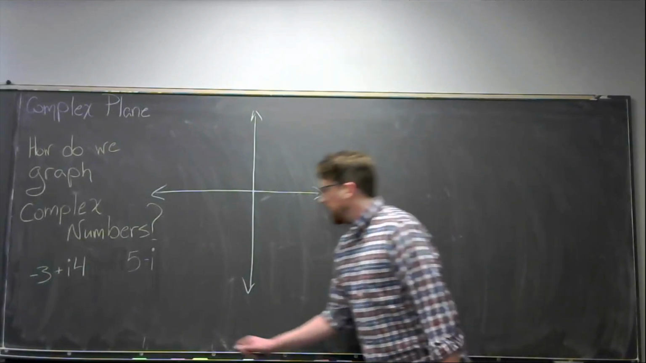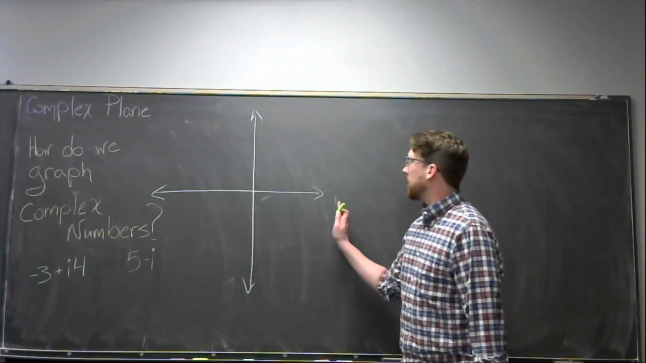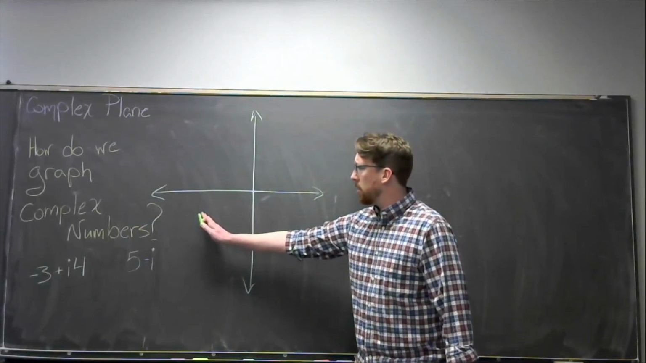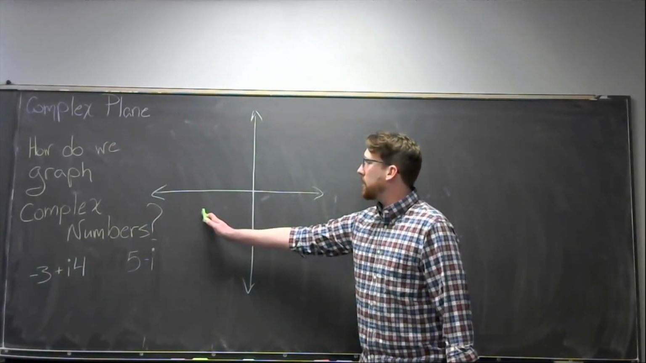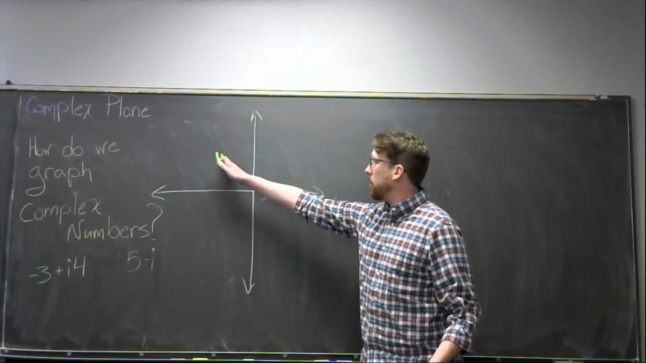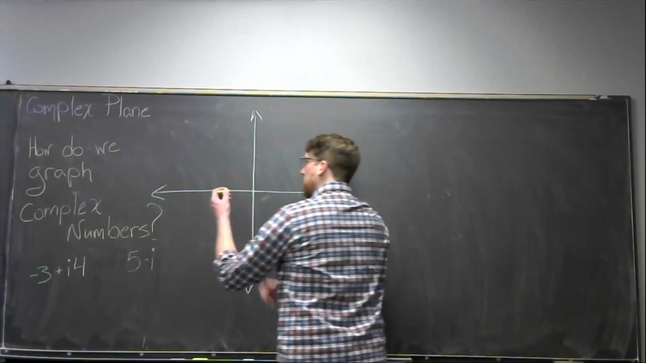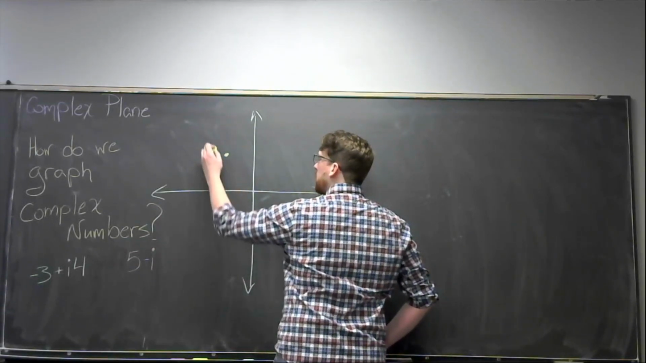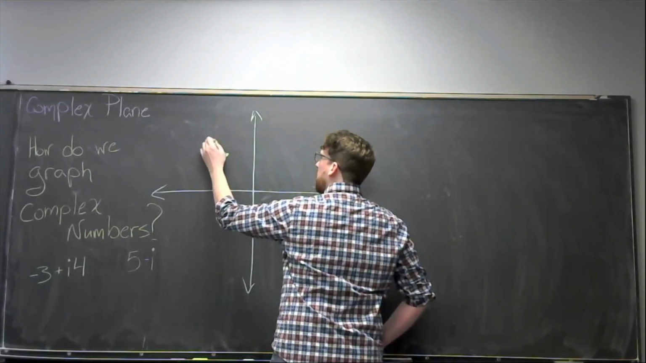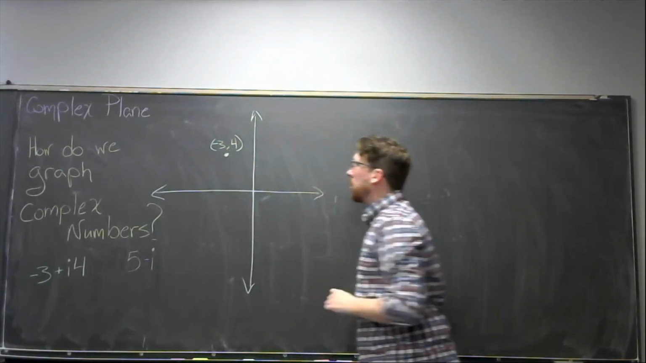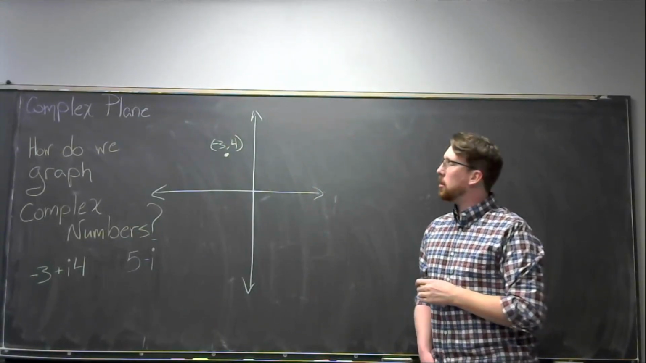well then, the x-axis, like I said, represents the real numbers. We want to go 3 units over. And the y-axis represents our imaginary numbers, so we want to go up 4 units. So this first complex number would be somewhere right about here. -3, 4.